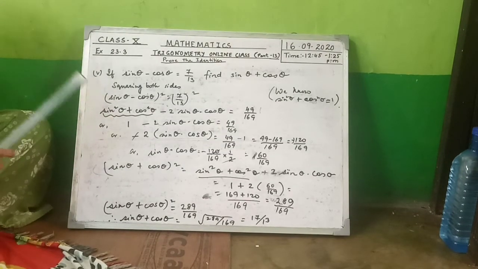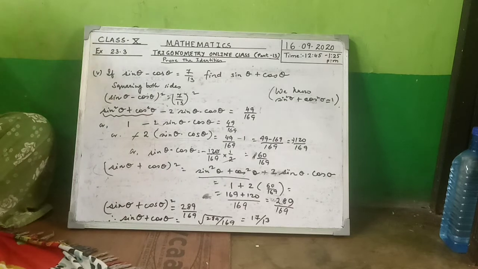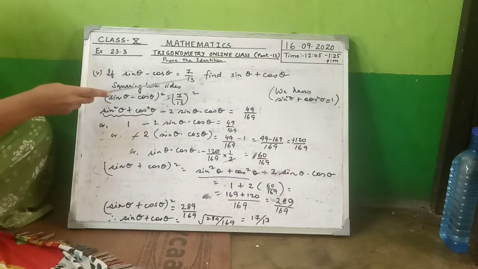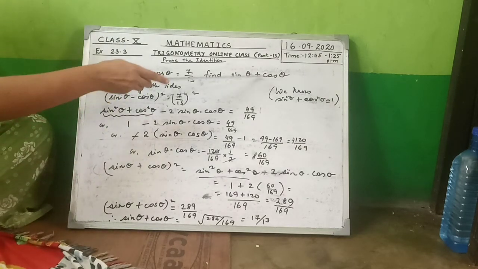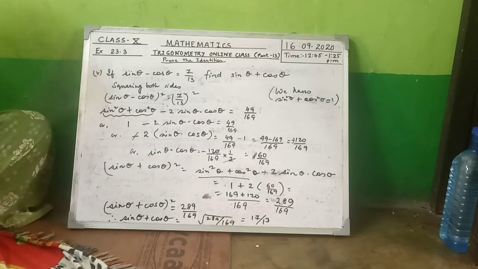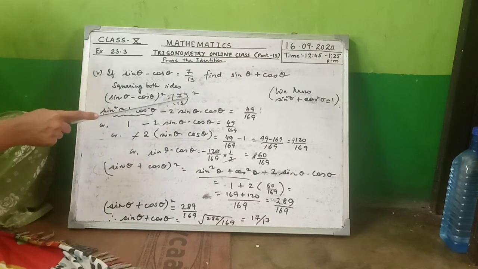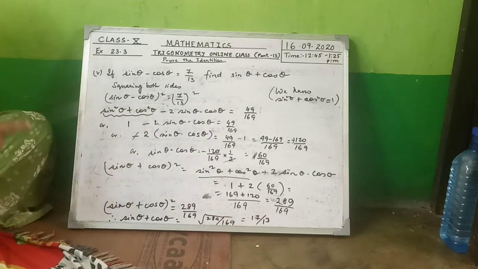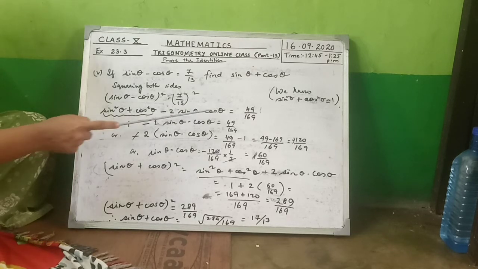Another application. If sin theta minus cos theta is equal to 7 by 13, find sin theta plus cos theta. We know sin square theta plus cos square theta is equal to 1. Now we square both sides. What will we get? Sin theta minus cos theta whole square is equal to 7 by 13 whole square. We are squaring both sides. If we square sin theta minus cos theta, what will we get? Sin square theta plus cos square theta minus 2 sin theta into cos theta.